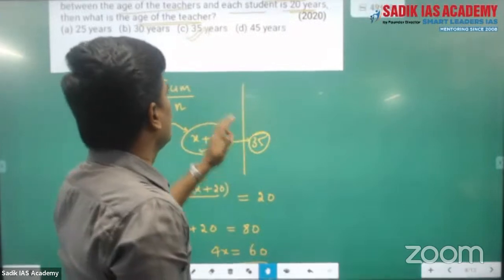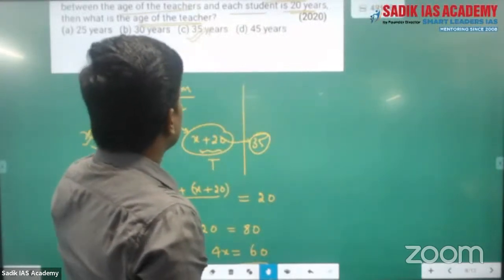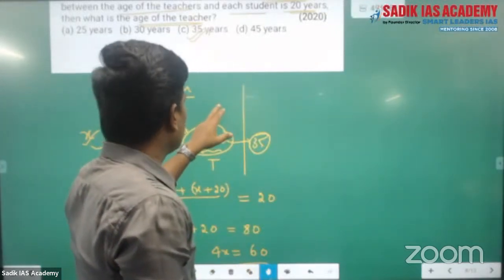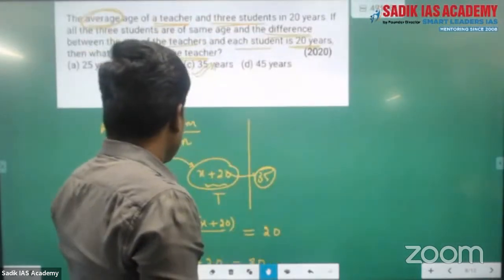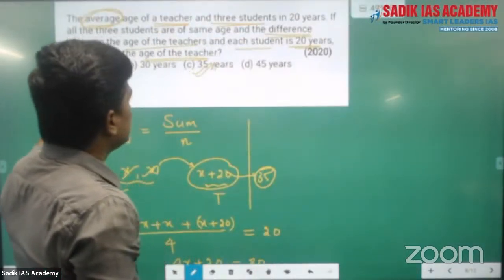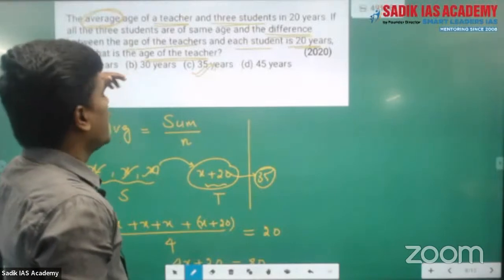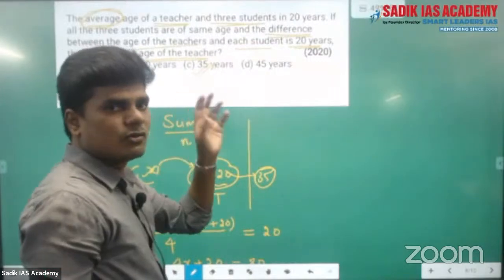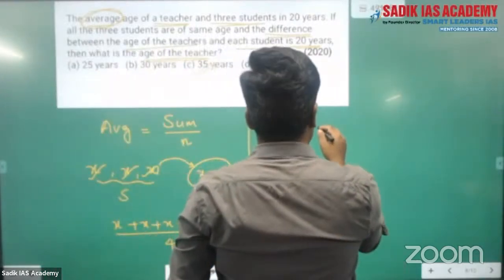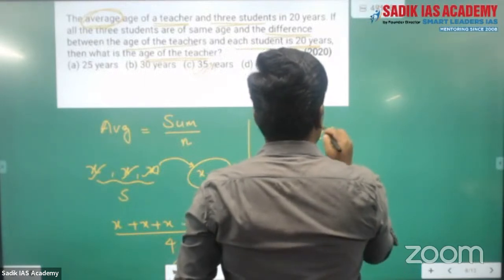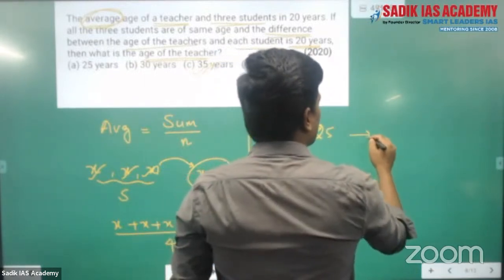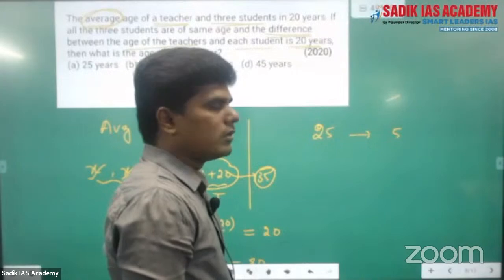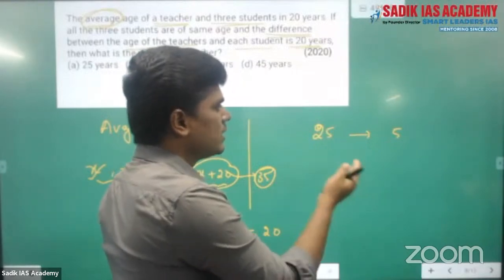The other way, you can check the options, or validate the options based on the given question. How? Here they have given the teacher's age only. And they have given in the question that the difference between the teacher's age and each student's is 20. Suppose I take the first option: if the teacher is 25 years old, the student is going to be 5 years old. Then only I'll get the difference of 20.